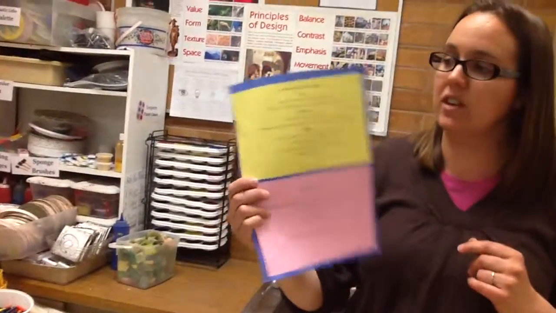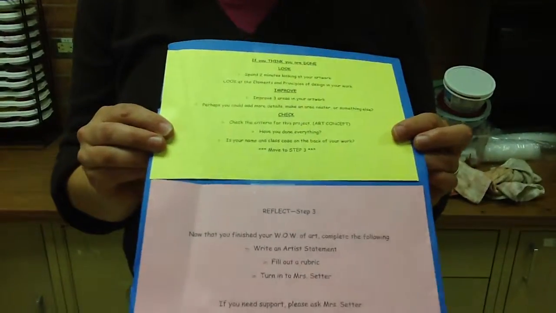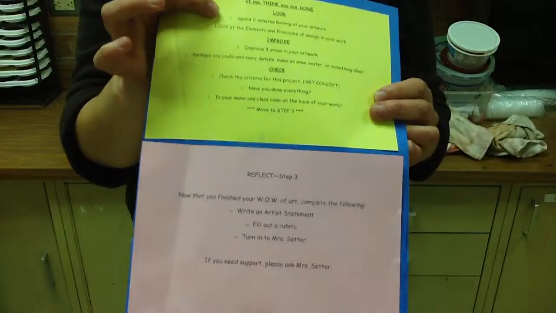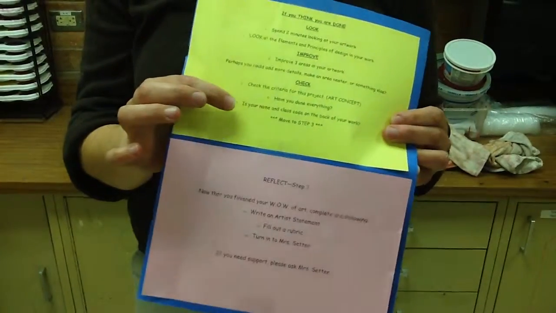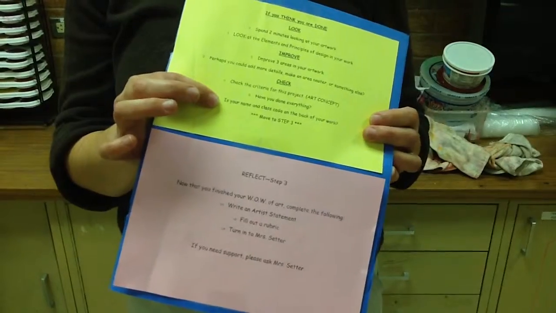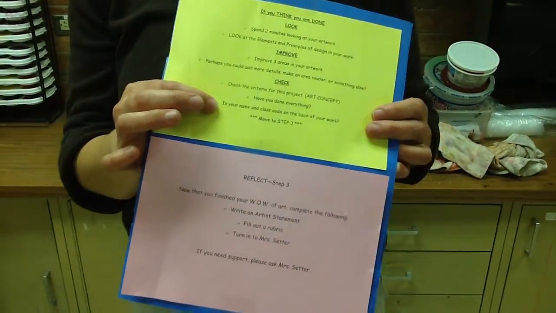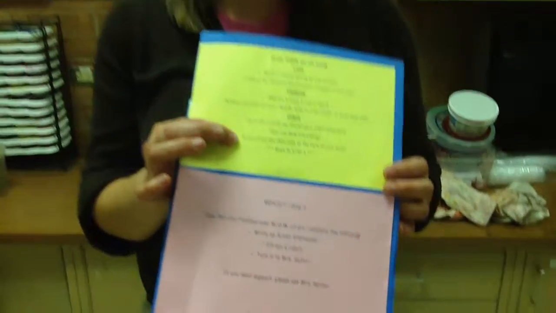At the end of the art project, I have the kids look at this piece of paper, and it's "If you are done," and I want the kids to look at their art project. I want them to improve, and I also want them to check their artwork to make sure they are meeting all the criteria that I've asked for. After they have done that, we reflect on the art project.